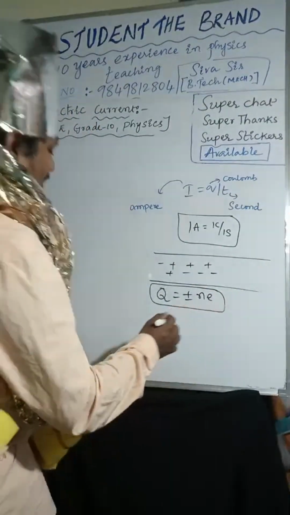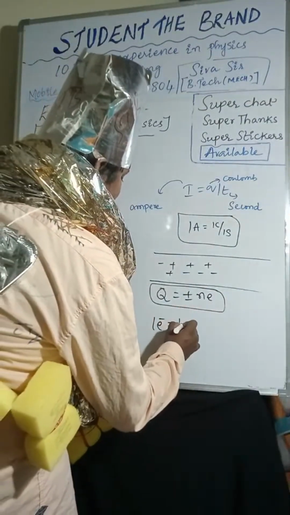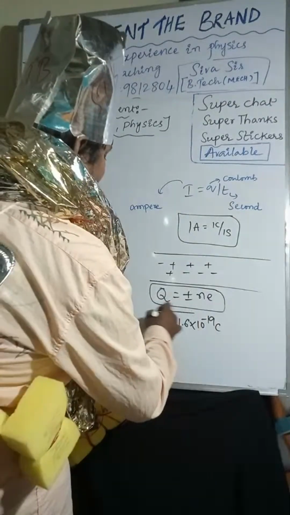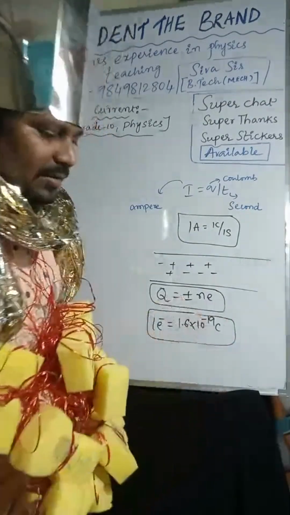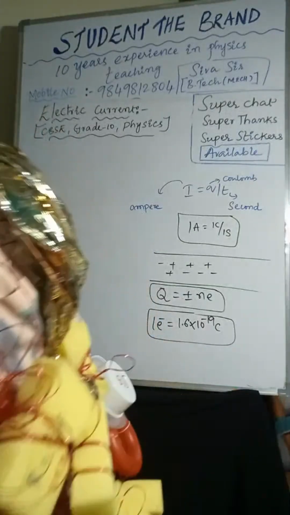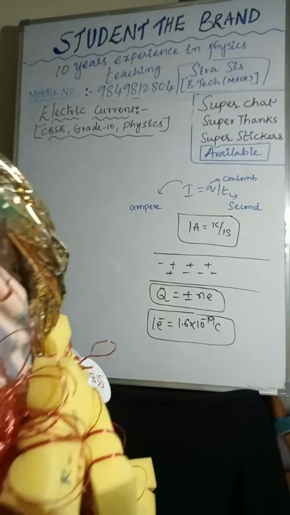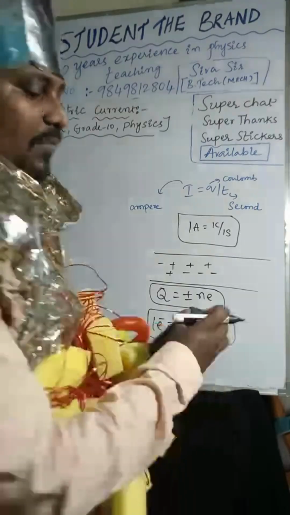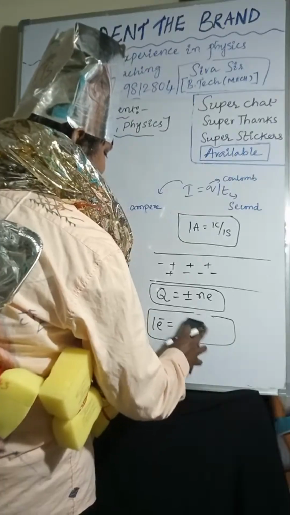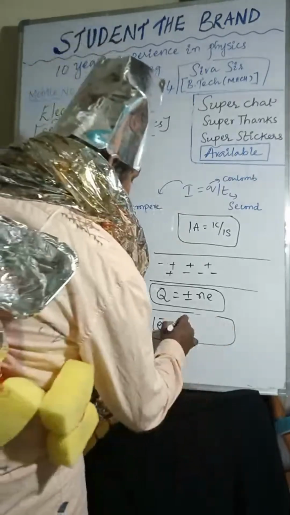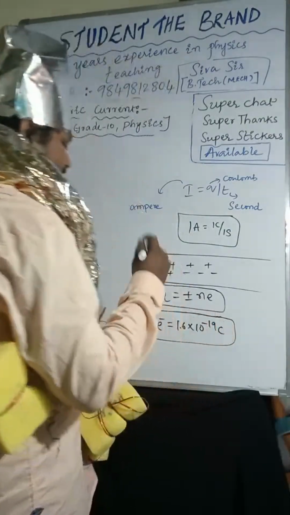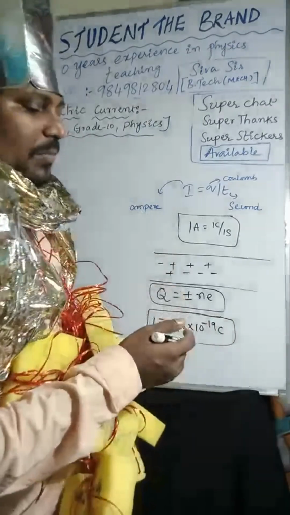Now on one electron, the charge is 1.6 into 10 power minus 19 coulomb. This value is very important. Make sure that you are practicing this value. On one electron, 1.6 into 10 power minus 19 coulomb.